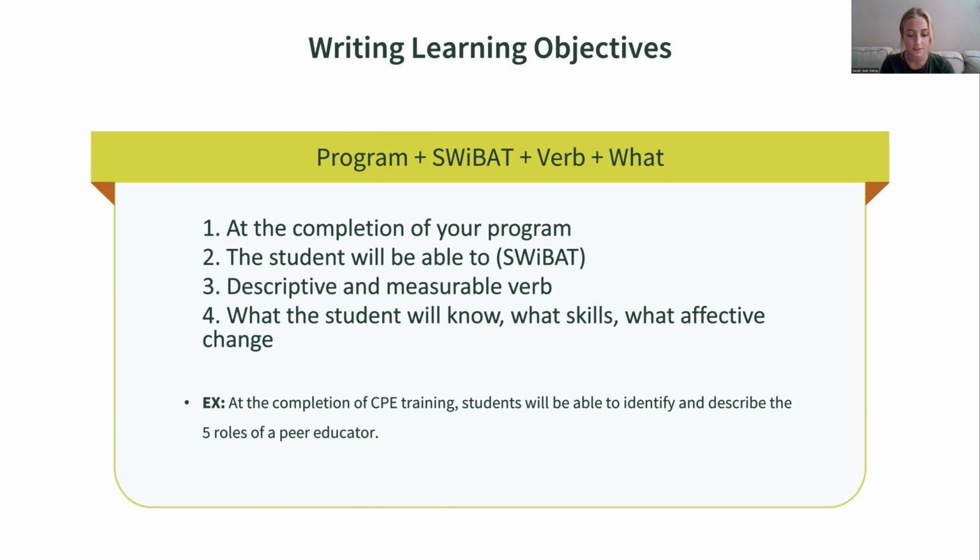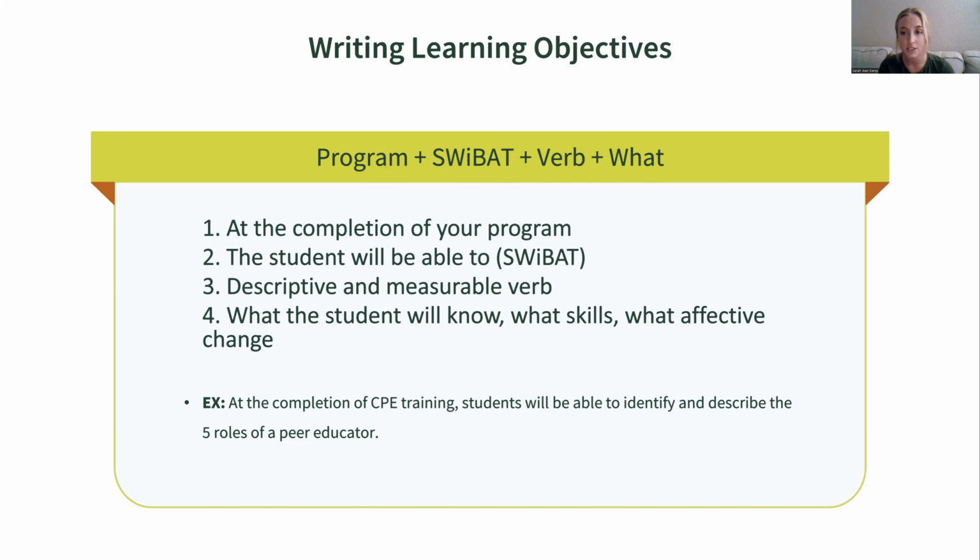Your learning objective. So the example we have here is, at the completion of the CPE program, students will be able to identify and describe the 5 roles of a peer educator. So you can see how this is a SMART goal, and it's also using our SWIVEL method. So at the completion of the program, students will be able to SWIVEL, and then you can use whatever verb and then what skills you're hoping that they will achieve.